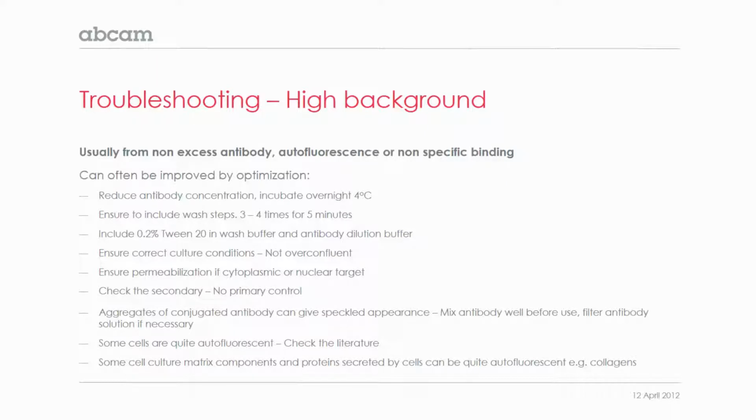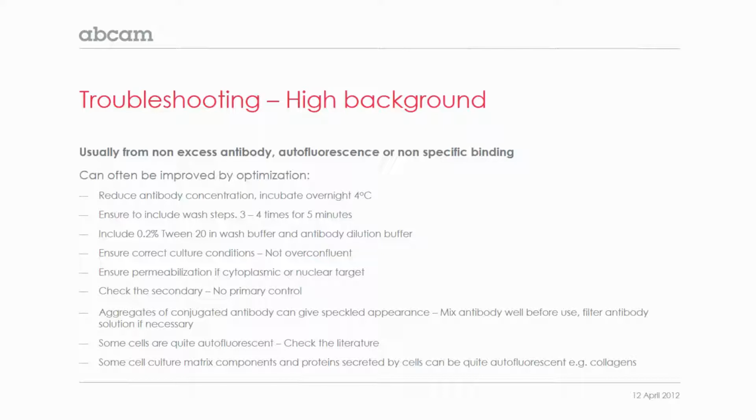Ensure there's permeabilization if it's a cytoplasmic or nuclear target. That sounds quite counterintuitive, but I have found from my own experience and the experience of our customers that if permeabilization isn't done when it's required, perhaps for a nuclear target, for example, you don't get no staining. You may actually get a lot of excess staining for some reason. So just make sure you permeabilize if you need to.